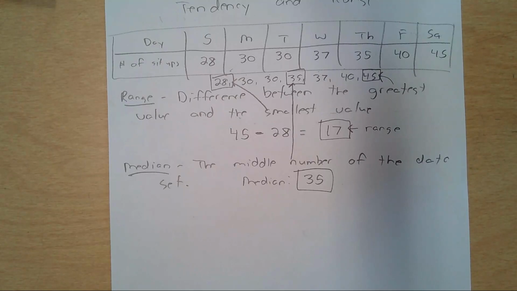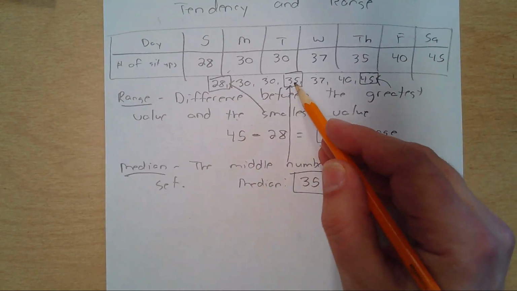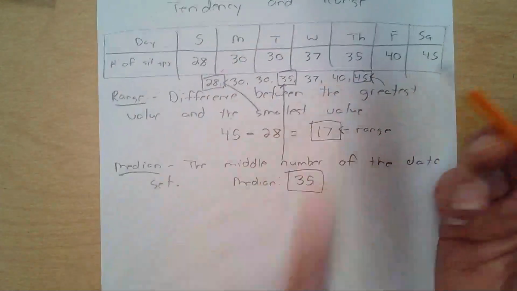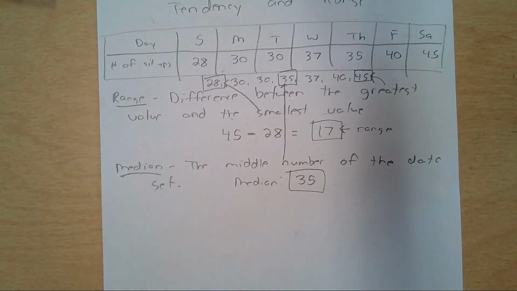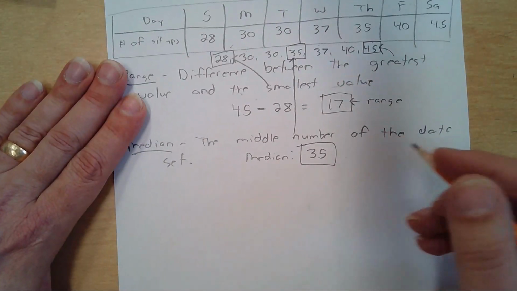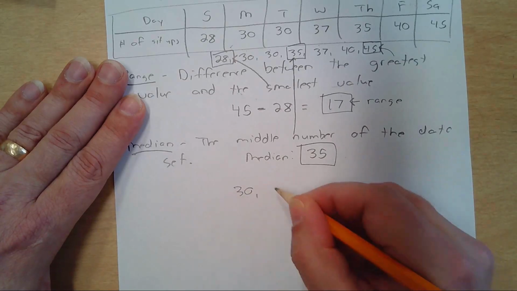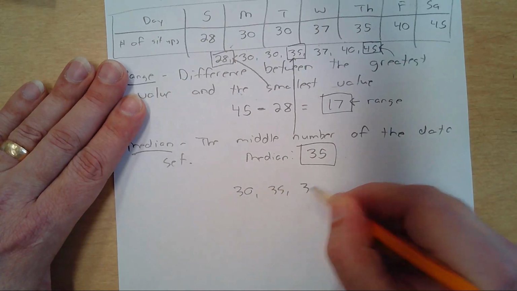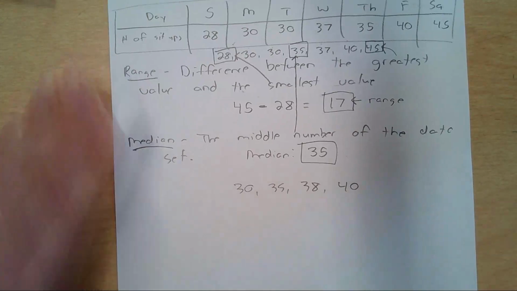All you need to do is, however you want to do it, just find the middle, and there should be the same number of values on each side. Now, I'm going to rewrite that, just an example here. I'm not going to write it all. I'm just going to say 30, 35, 38, and 40.